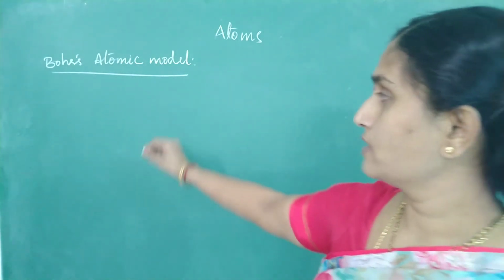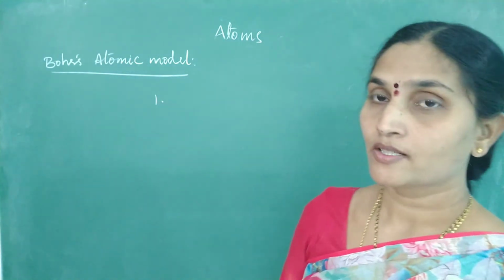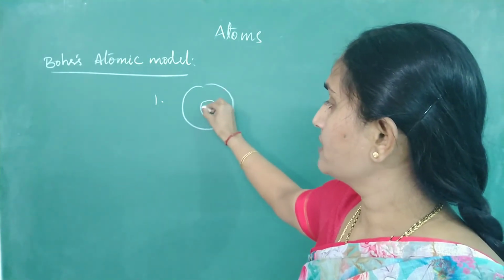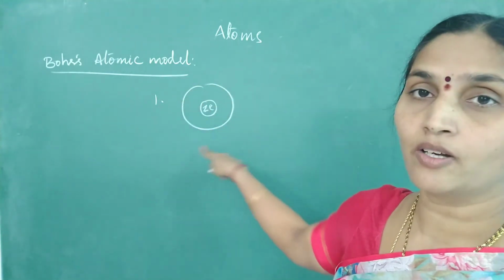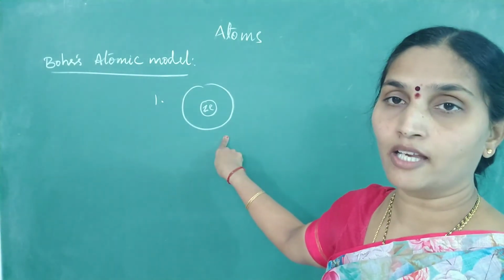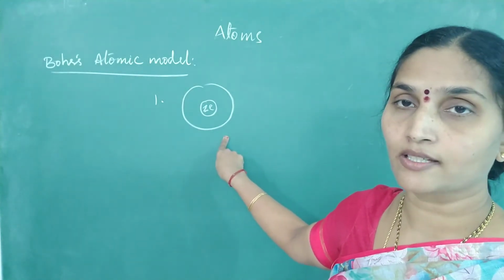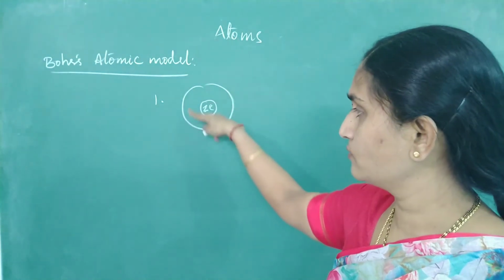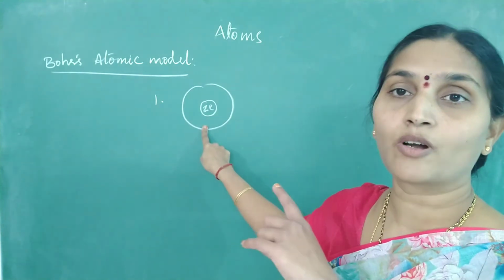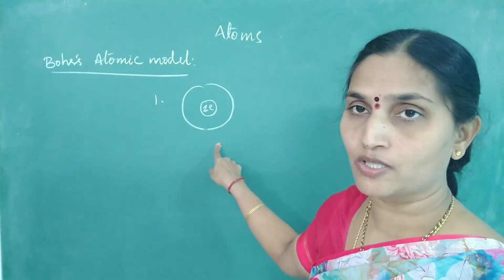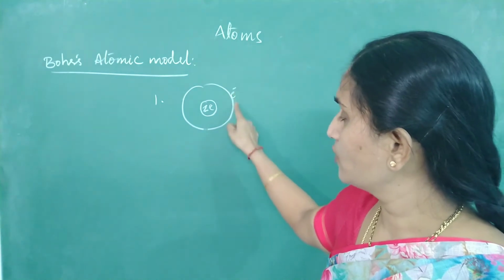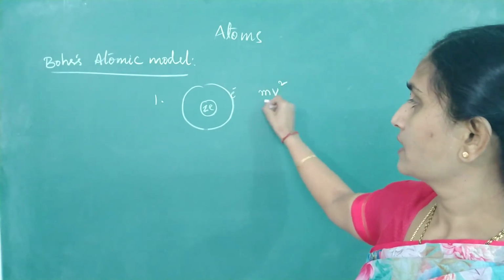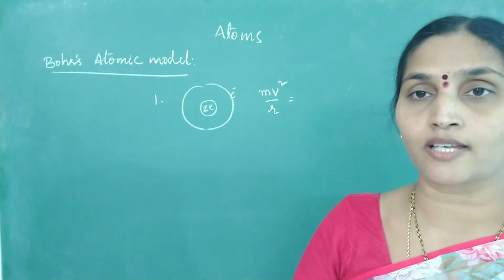The first postulate of Bohr's atomic model states that whenever an electron is revolving around the nucleus, it always revolves only in certain permissible orbits in which it neither radiates nor absorbs energy. Since it is not radiating or absorbing energy, there is no question of the electron falling into the nucleus. So the first drawback of Rutherford's model was eliminated by this postulate. And since the electron is revolving in a circular orbit, the necessary centripetal force is supplied by electrostatic force.